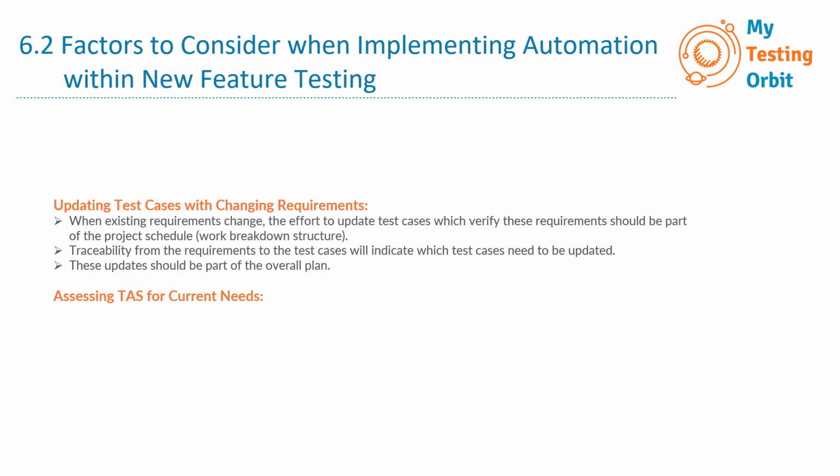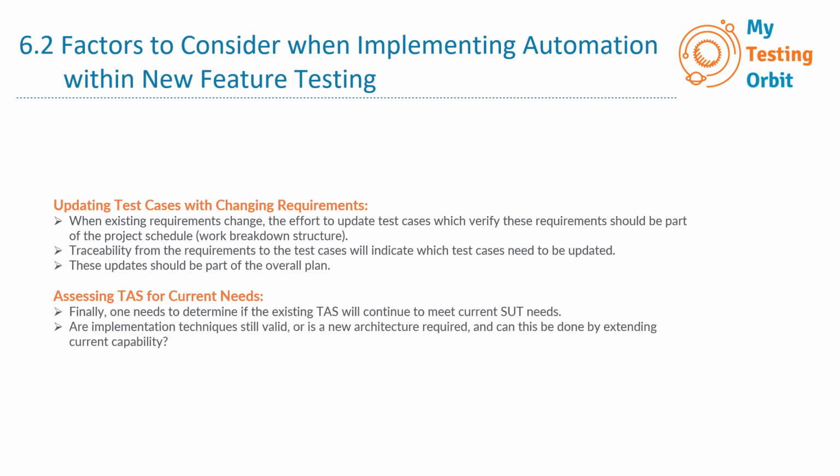Next, we have assessing TAS for current needs. Finally, we need to check if our current TAS, our test automation solution, will keep up with our software needs right now. We need to see if the way we are testing the software is still a good match for how the software works currently. We are asking ourselves these questions.